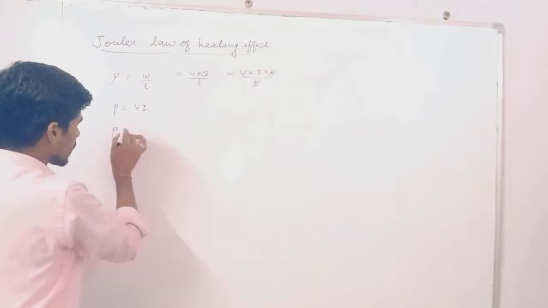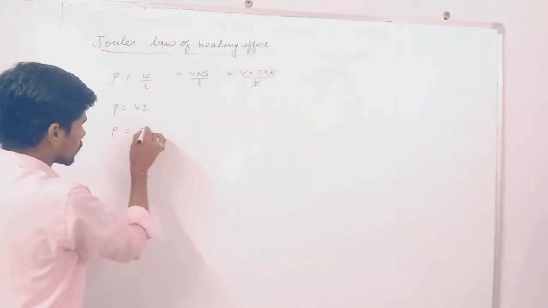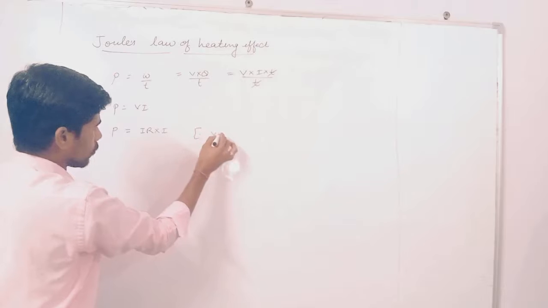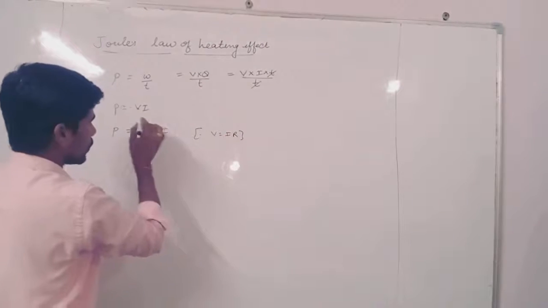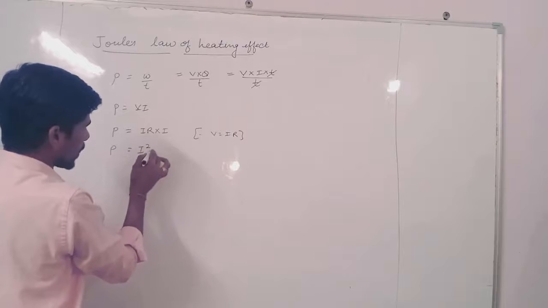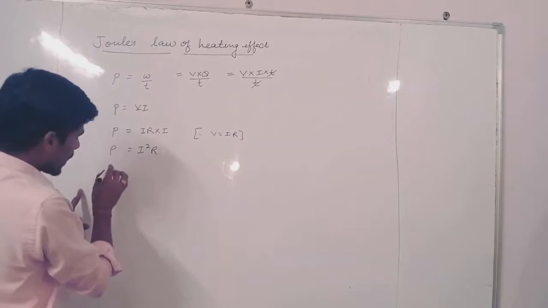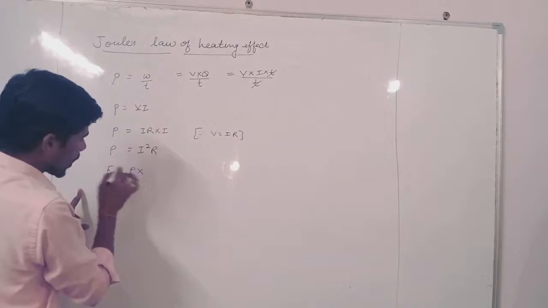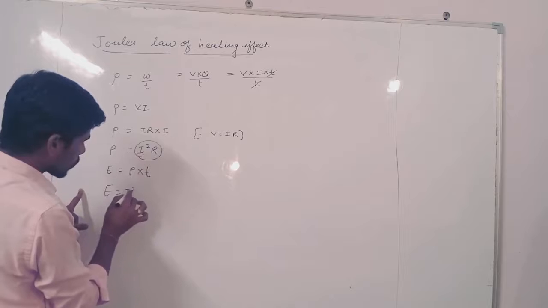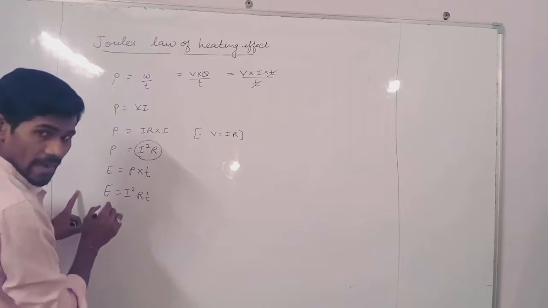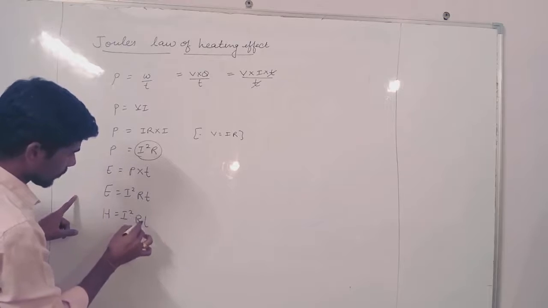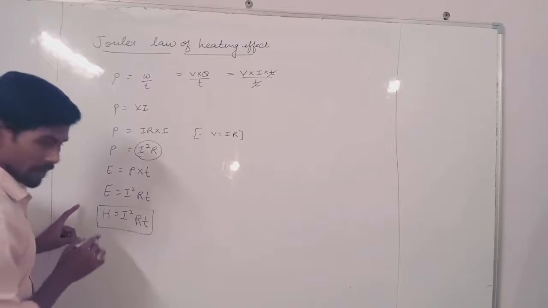Now power is equal to, according to Ohm's law, V is equal to IR into I. According to Ohm's law, we have V is equal to IR. So we put the value of V is IR. Now P is equal to I square R. And energy is equal to P into T. Now put the value of power from here. E is equal to I square RT. And energy is the heat energy. Heat energy is equal to I square RT. So this is the Joule's law of heating effect.